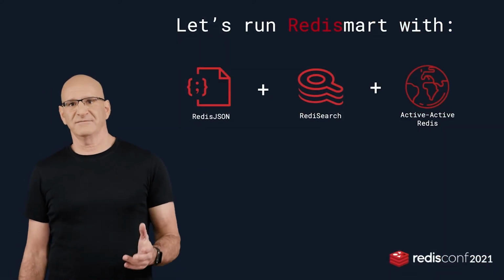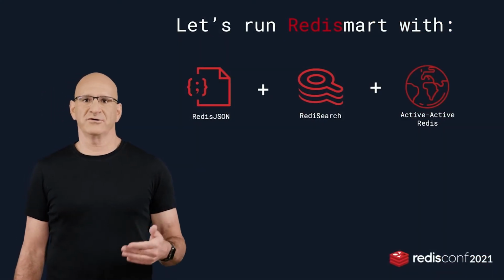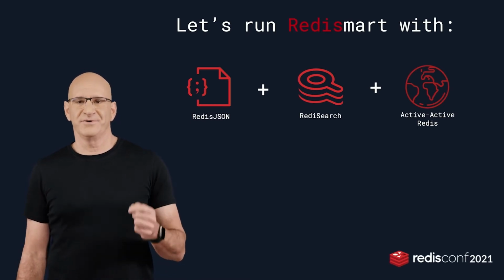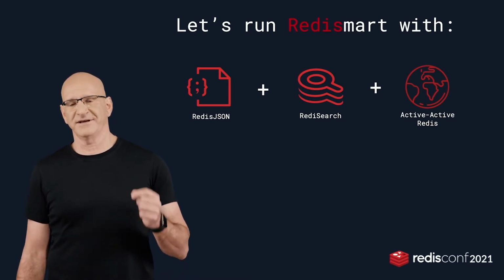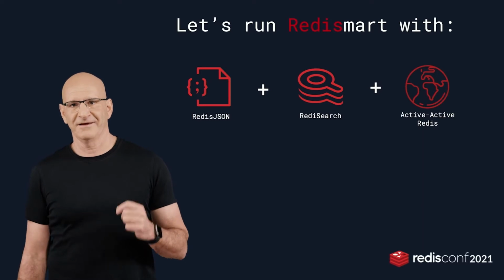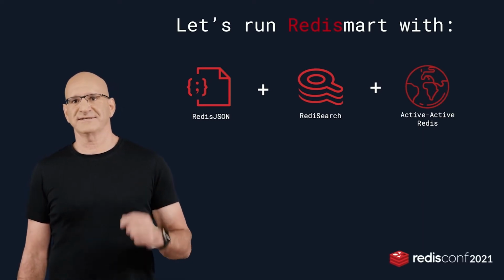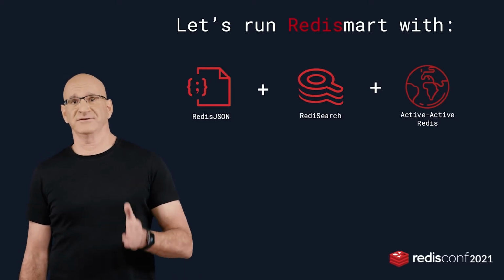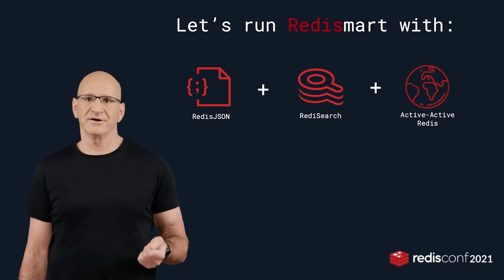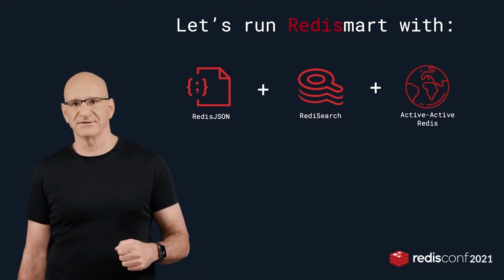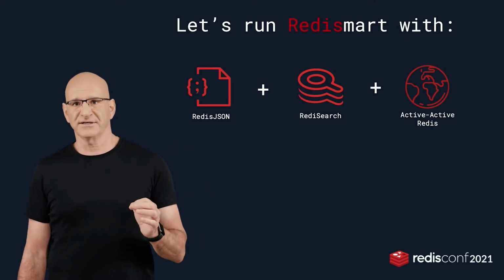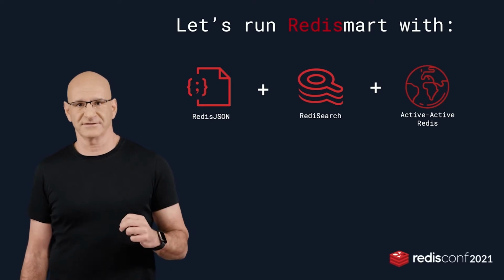Now it's about time to see how all the technology we have just described come together and help us build the most responsive application on the planet. For this, we have built an e-commerce application called RedisMart that relies 100% on Redis. Deployed and run across multiple clouds using active-active Redis technology, RedisMart leverages the combination of JSON and search.